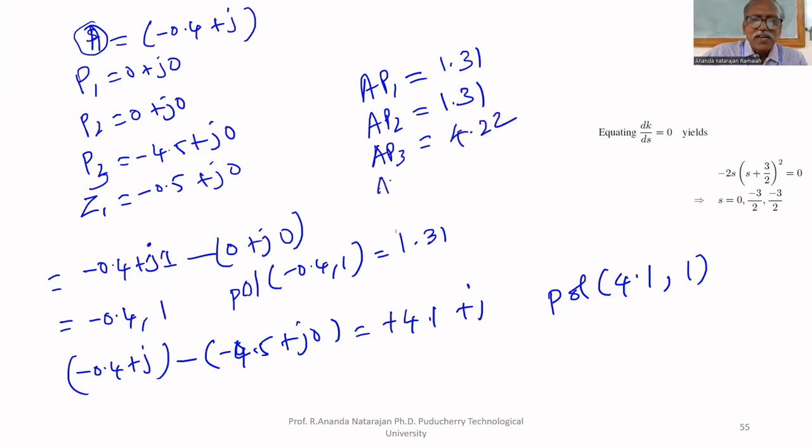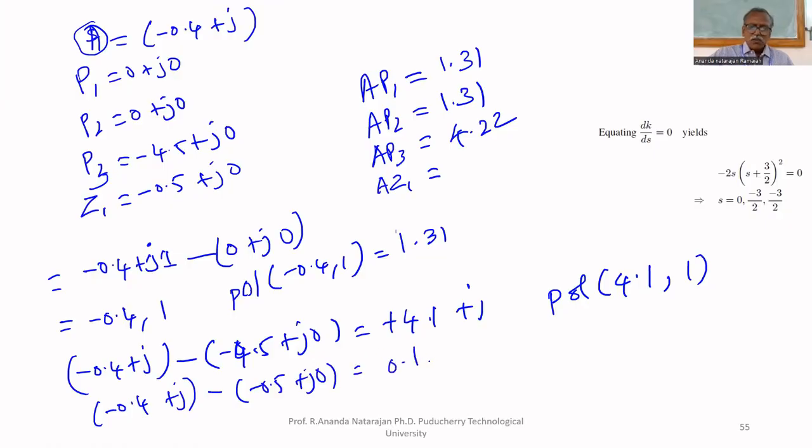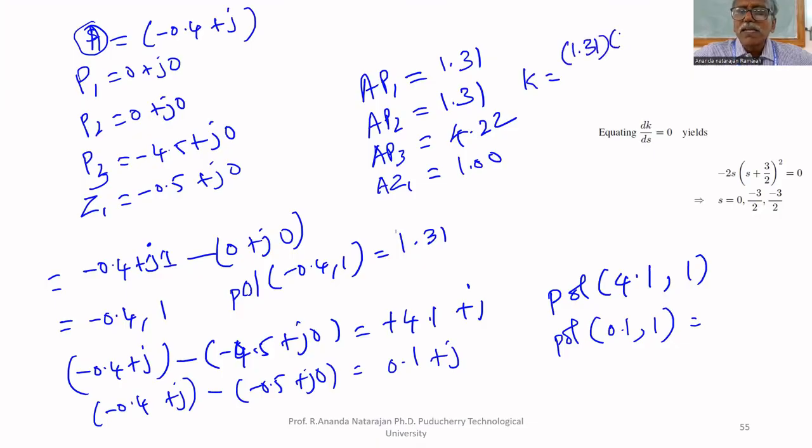Now we have to find the distance from A to Z1. Again, you subtract minus 0.4 plus J minus minus 0.5 plus J0, equal to plus 0.1 plus J. What is the distance? Pass this to polar coordinate, 0.1, comma, 1. How much are you getting? 1.00. Okay. Therefore, K equal to 1.31 multiplied by 1.31 multiplied by 4.22 divided by 1.0.